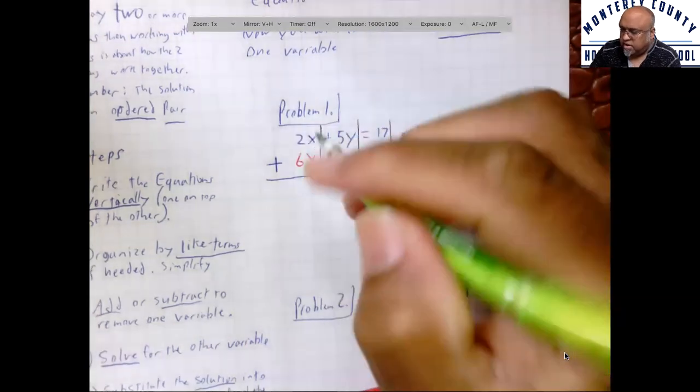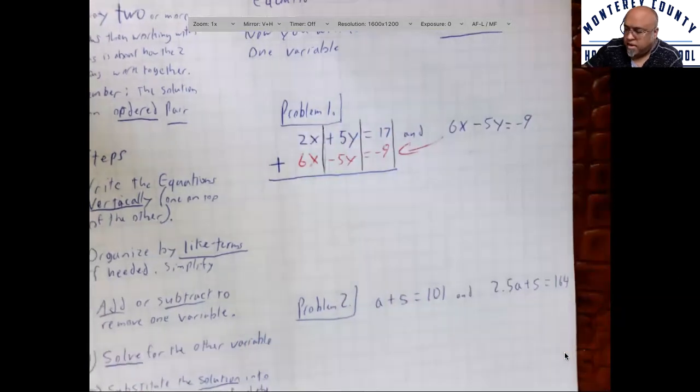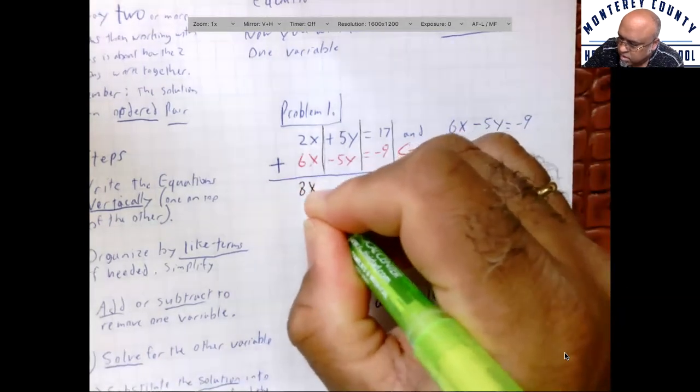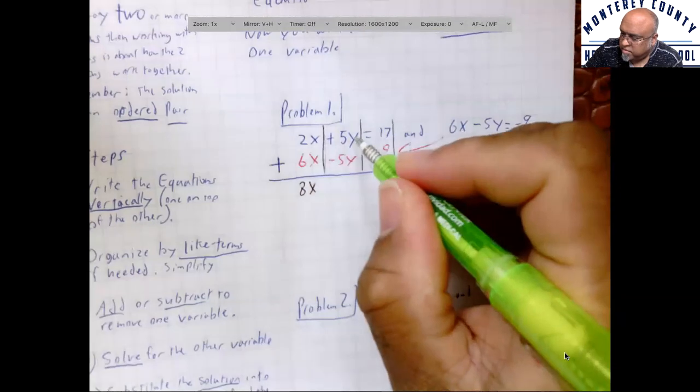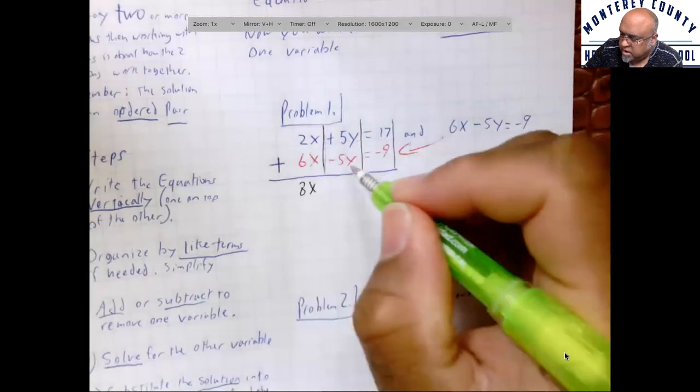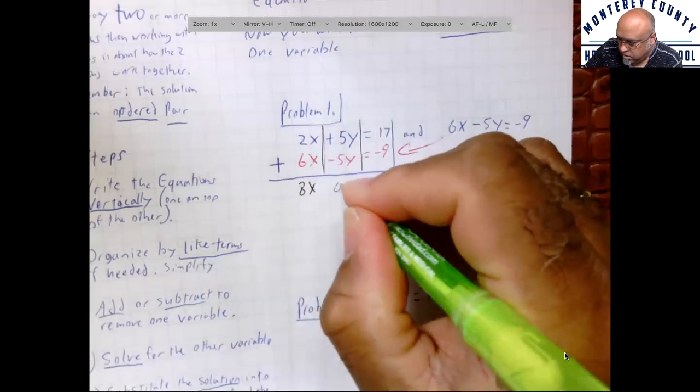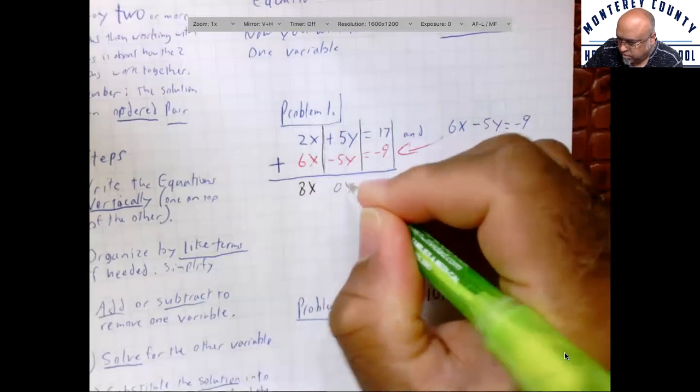Okay, so let's go ahead and add 2x plus 6x. Aaliyah, you're right, that would be 8x. Positive 5y plus negative 5y is 0. If you want, you can say 0y.